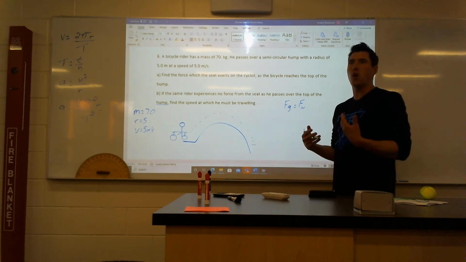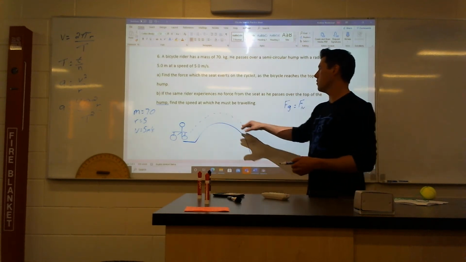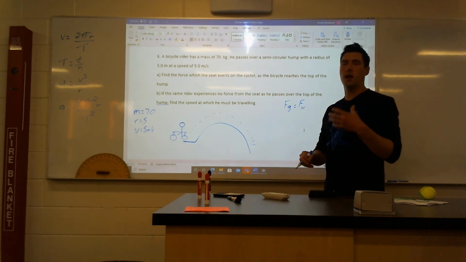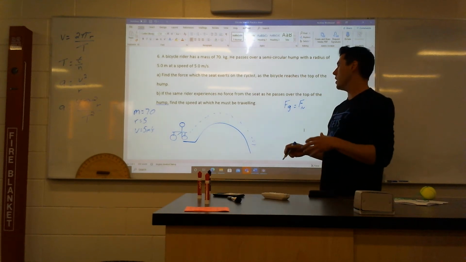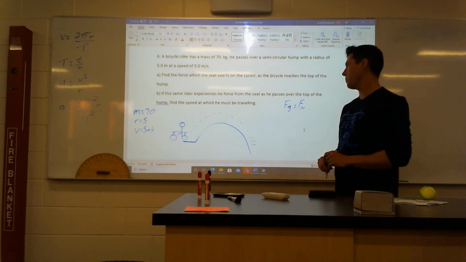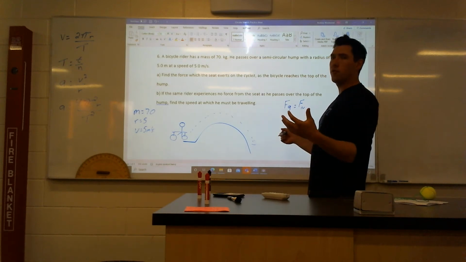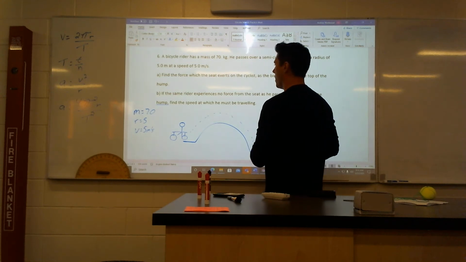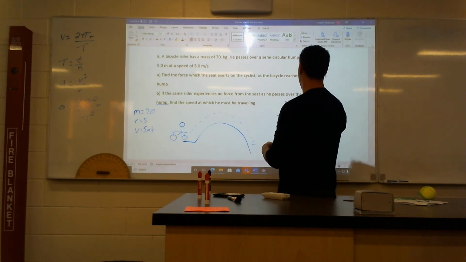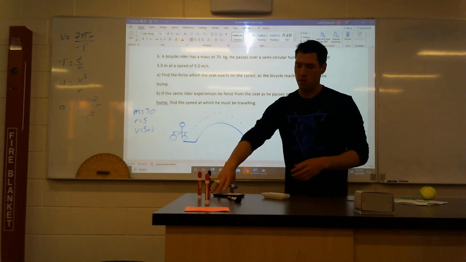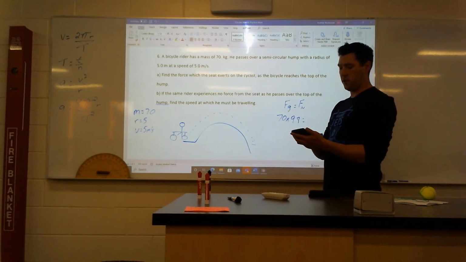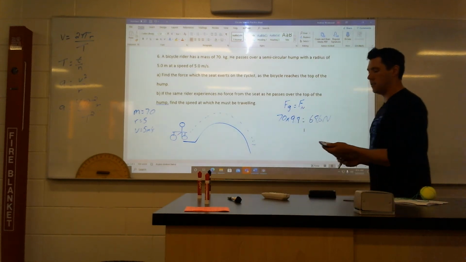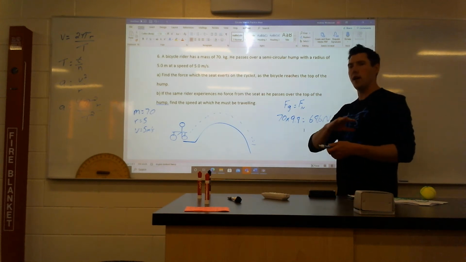The seat is going to do less force on you, because when you're going around this circle, again, there's going to be an outward force pushed on you. And that outward force is going to negate the force of gravity pushing down. So what would the force of gravity be pushing down normally? Let's figure that out. We have 70 times 9.8. That's gravity pushing down on you at all times. So there's 686 newtons pushing down if you're on the bike on a flat piece no matter what.